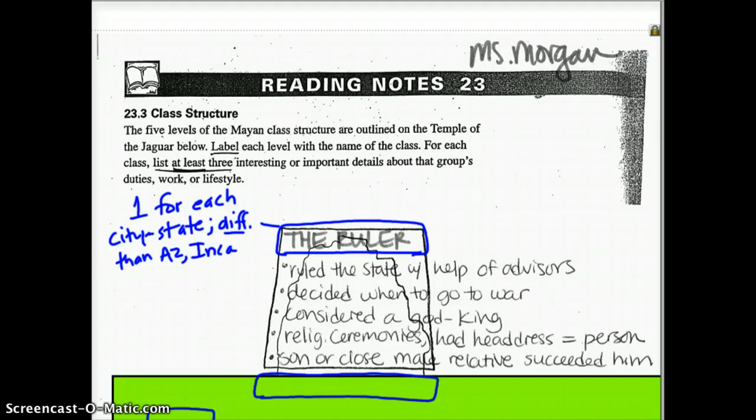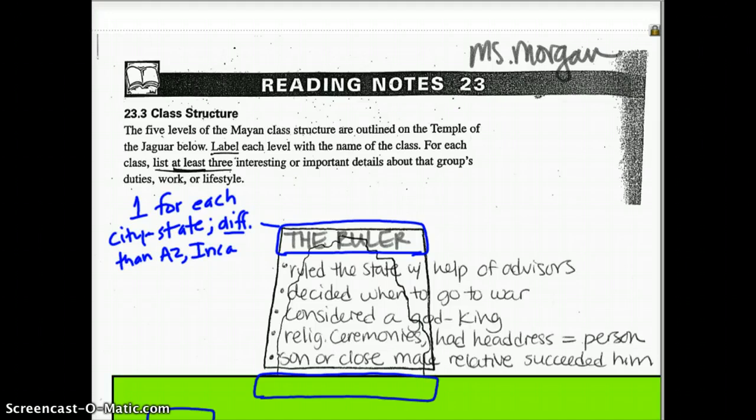So you have some facts about the ruler, and some of them are pretty typical in terms of deciding when to go to war. The third one down considered a god king, so they thought the ruler was divine and they were very religious, so it was like the ruler had part of the gods in him.